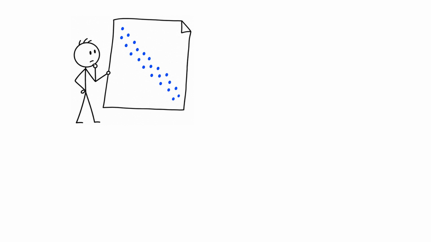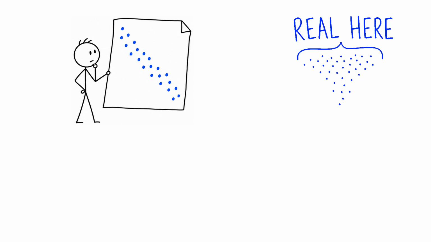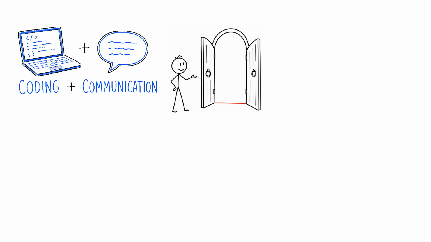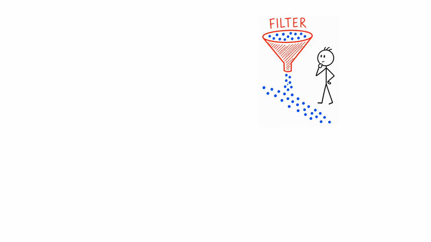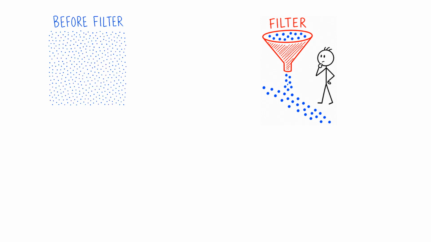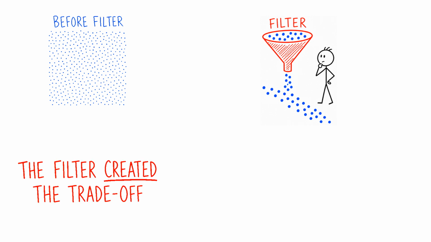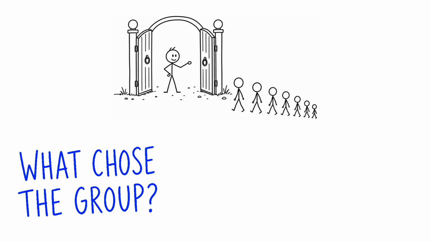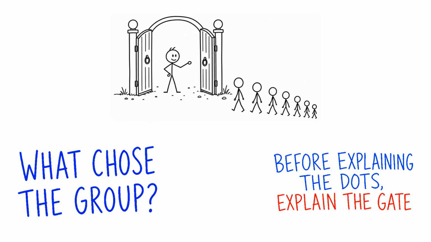The recruiter looks again at the final 28 dots. The downward slope is real inside that selected group. The conclusion about all applicants is not. The company asked coding and communication to compete for the same admission threshold. Then it mistook that competition for a human law. The finalists did not reveal a universal trade-off. The filter created one. Whenever a pattern appears inside a chosen group, ask what chose the group. Before explaining the dots, explain the gate.